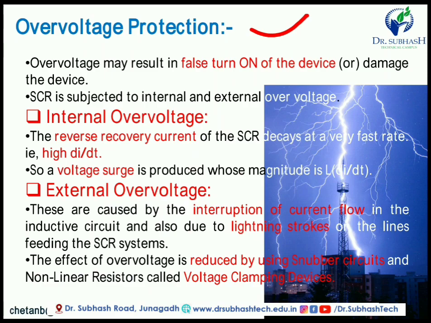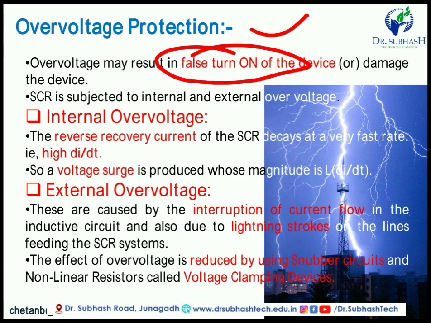Over voltage may result in a fault, turn-on of the device, or damage to the device. It means that even when we do not give any gate pulse to the SCR, if the input voltage becomes very high, the SCR turns on automatically, because the junction conditions of J1, J2 and J3 change their characteristics and it turns on. So the SCR is subjected to internal and external overvoltage protection.